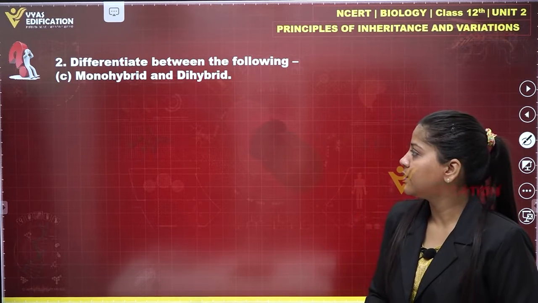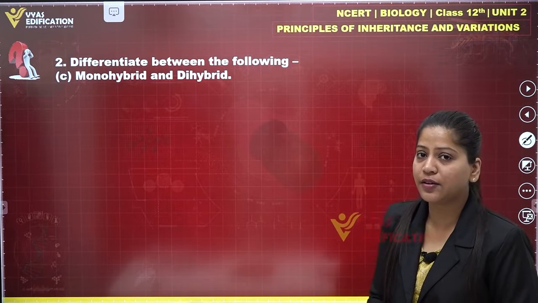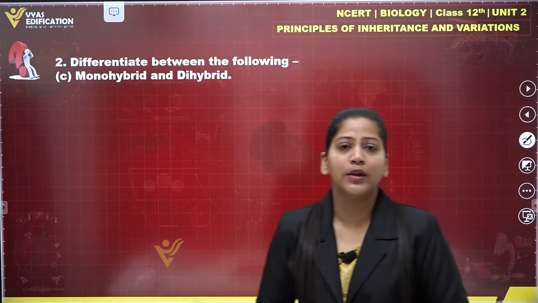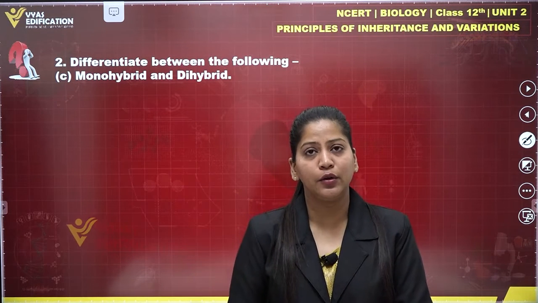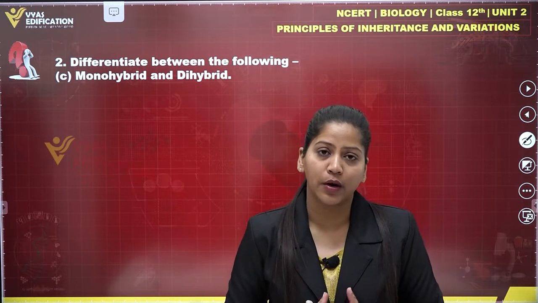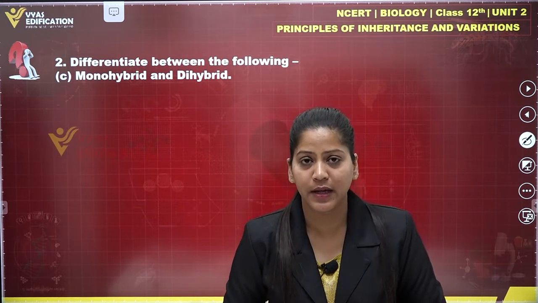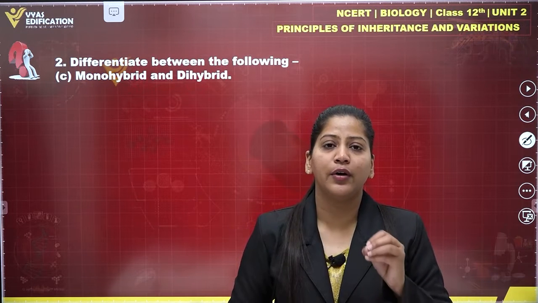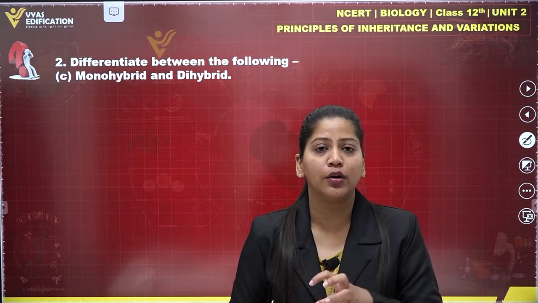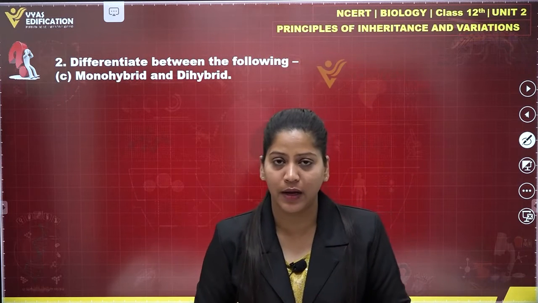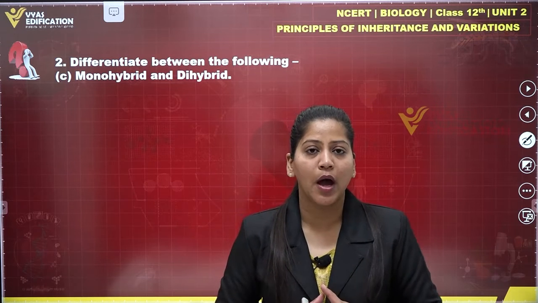Now we are having the third part of question number 2, that is differentiate between monohybrid and dihybrid. So we know what monohybrid cross and dihybrid cross are. Monohybrid is actually a cross between two pure organisms in order to study the inheritance of a single pair of alleles for a trait. Alright, so this is about the monohybrid cross.